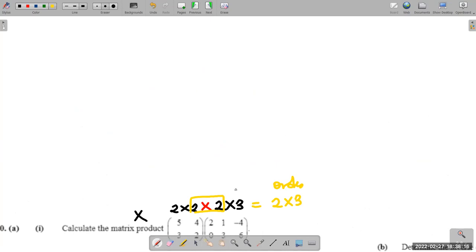So one of the things I know is my answer is going to be a 2x3, right? So I'm going to set up a 2x3 space. 2x3 means 2 rows, but 3 columns.